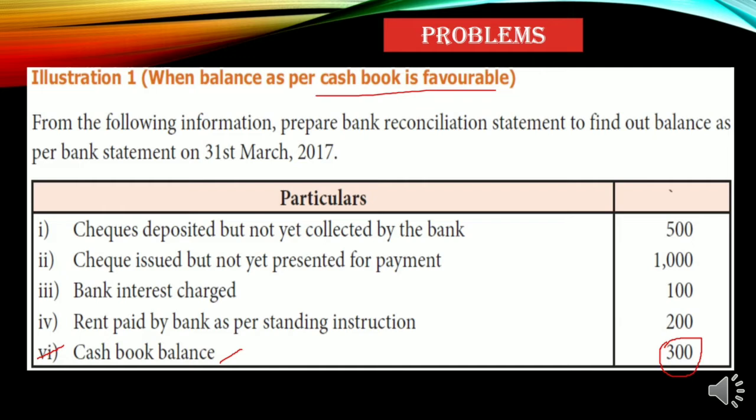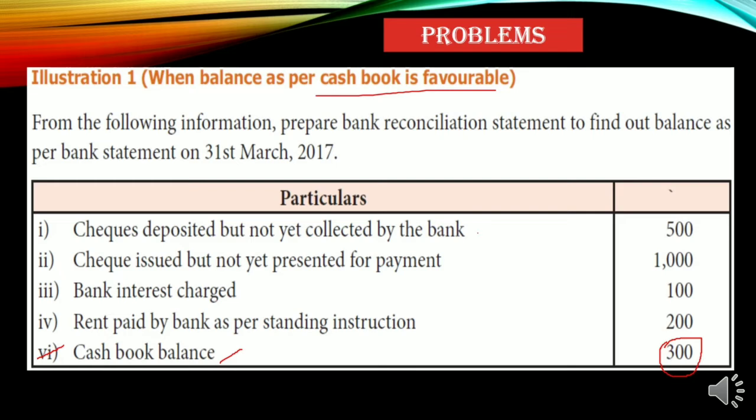So the cash book balance is given. That is the bank column we are maintaining. And first, we are now going to cross check the banker's book. Check deposited but not yet collected by the bank. I deposited a check, but the banker has not collected it. So what will happen? My bank account won't get increased.